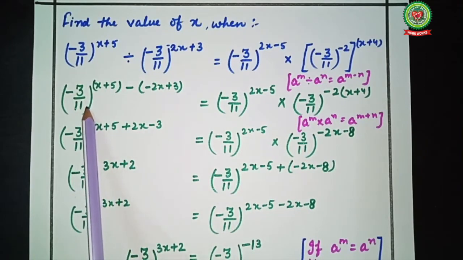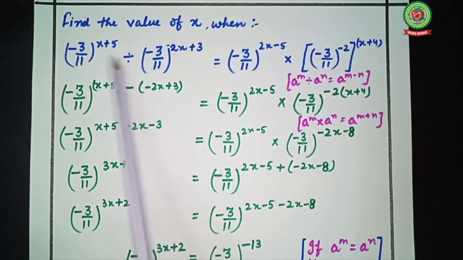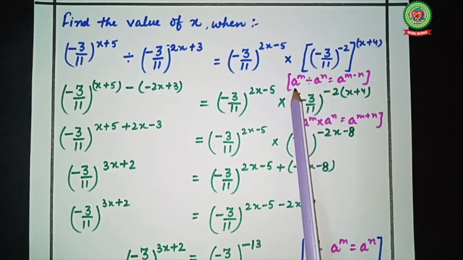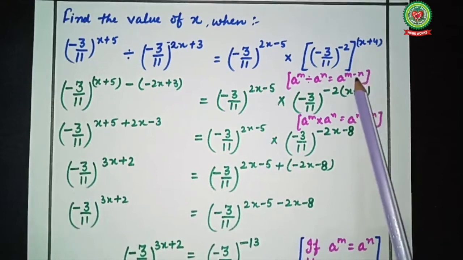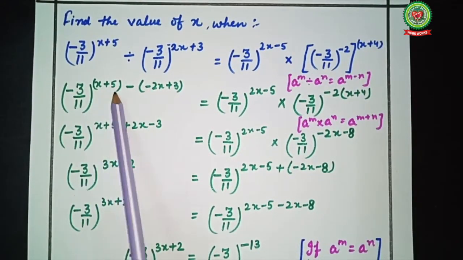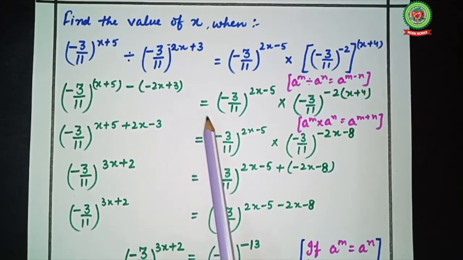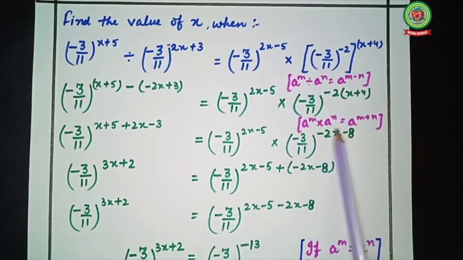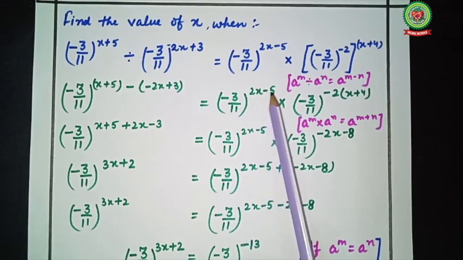Now we will start the question by applying the law over here, because there is a division sign and the bases are the same. So we will apply this law: a^m divided by a^n is equal to a^(m-n). So we will write here (-3/11)^((x+5)-(-2x+3)), which is equal to, here the bases are the same, they are getting multiplied, so we will apply this law, (-3/11)^(2x-5).